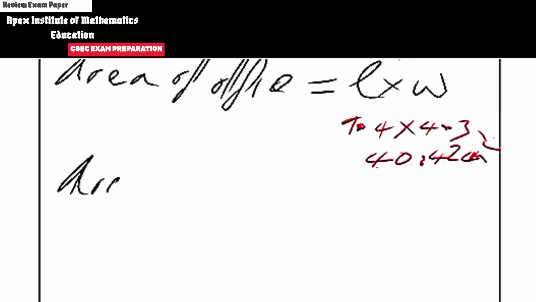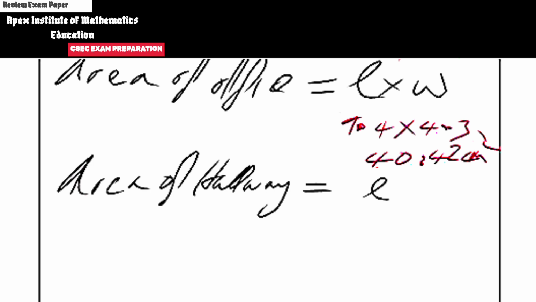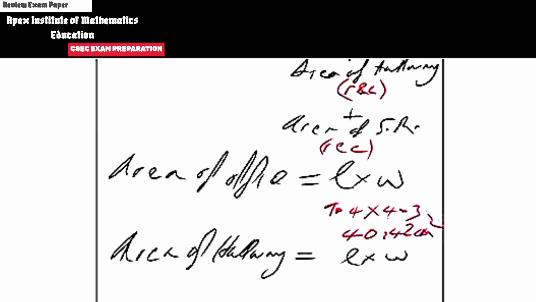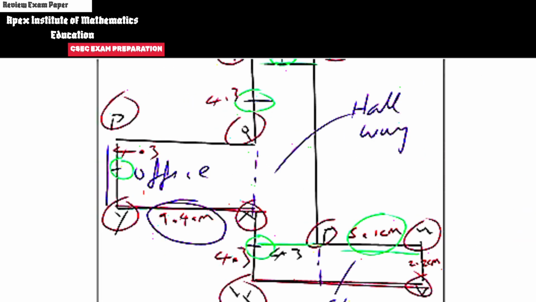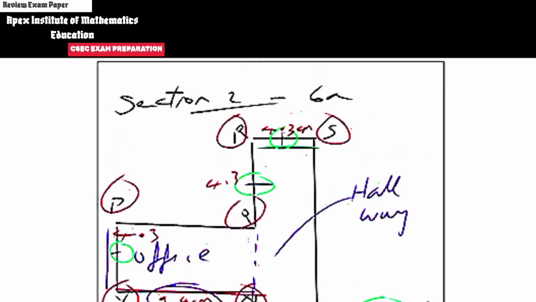So area of hallway. The hallway is also a rectangle. So the area of the hallway also is length times width. So let's go back to our diagram then and observe to see if we can find the length and the width of the hallway. Now it's easy for us here to recognize that the width of the hallway is 4.3.